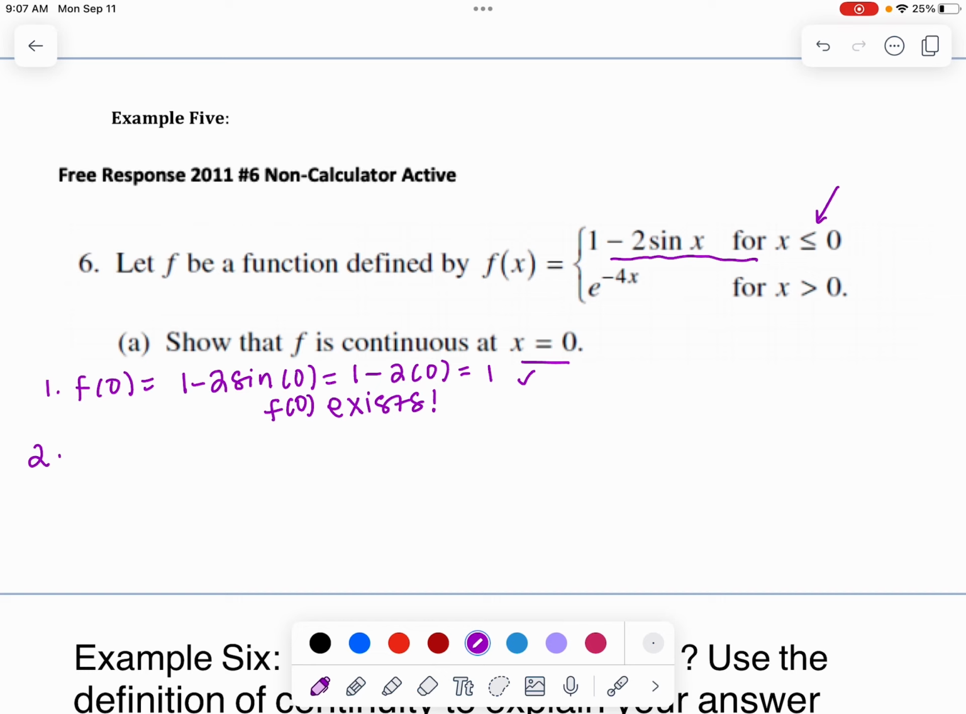Our second step is we have to find the limit. Now, this is a piecewise function. So remember, if it splits at the place we want to find the limit, we have to use our equation to find the left-hand and the right-hand limit. So that's what we're going to do here.